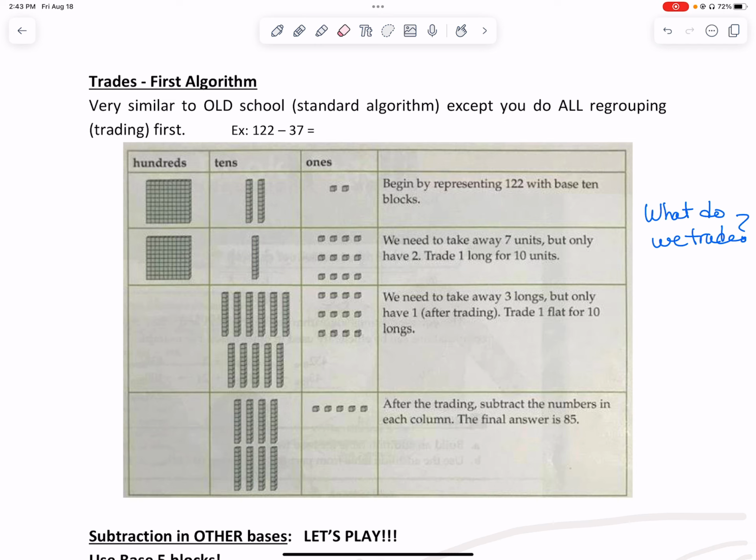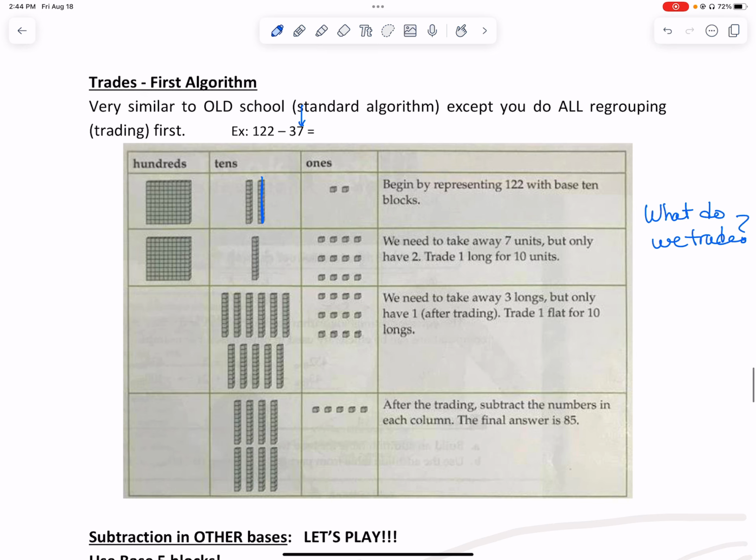All right, so I'm looking at this one right here. That's my 122, right? I've got 1 flat, 2 rods, and 2 ones. I need to take away 7 of these guys. I don't have 7. So I took this one out and I traded it for 10 of these guys. So I took that and I just broke it into pieces. Okay. So now that's what I have down here. I just rewrote that down.